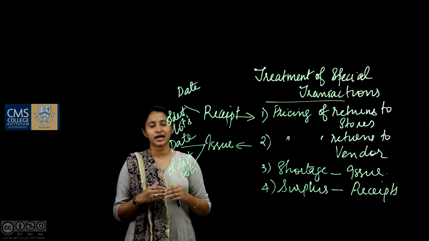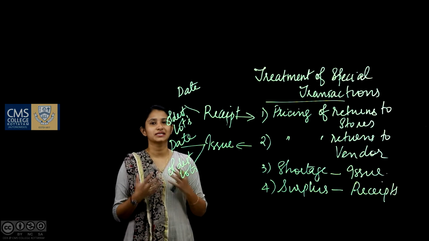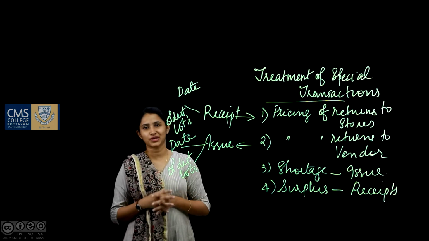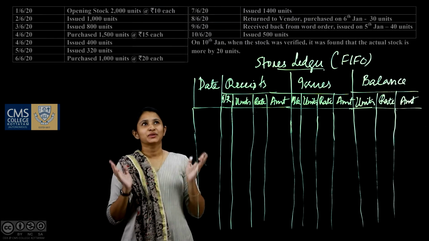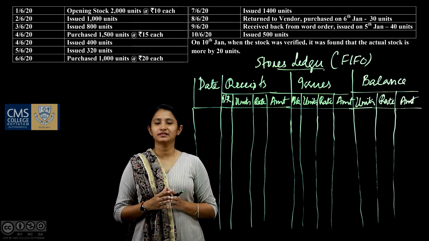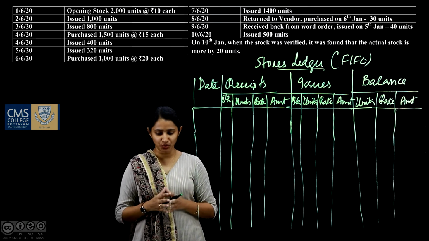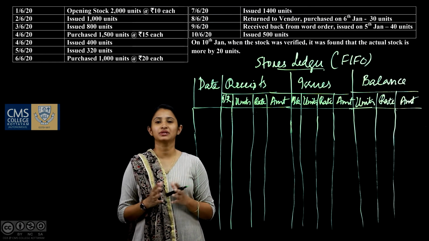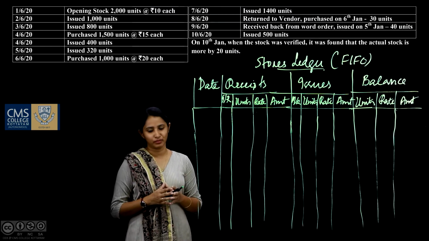Now we will do a practical problem including all these transactions. We will see how these special transactions are entered in a store's ledger. So in this problem, we have been given details regarding the first 10 days of the month of June. So we will see how the entries are made in the store's ledger under the FIFO method.